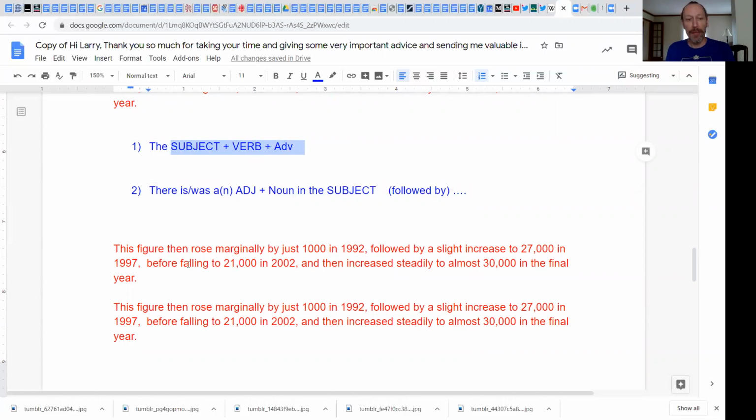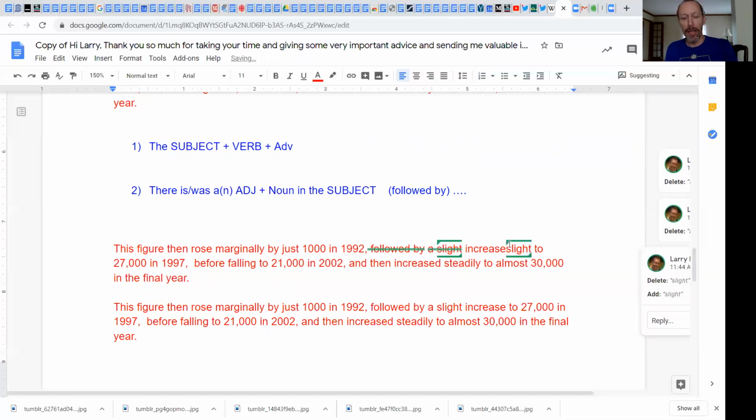So this figure then rose marginally by just 1,000 in 1992. Now, we don't want to use followed by when we're doing structure number one. So let's just get rid of that, okay? So then we want to put the verb first. So let's get rid of, again, this, because we don't need that. And we want to put the slightly over here. Okay, slightly, to just before falling to 21,000 in 2002, and then increased. Oh, that also doesn't sound nice, doesn't it?